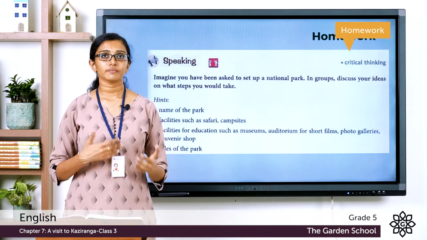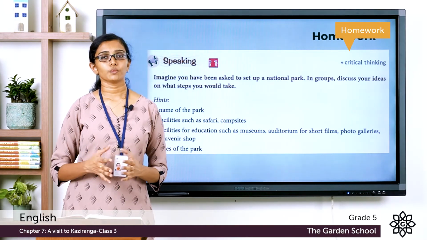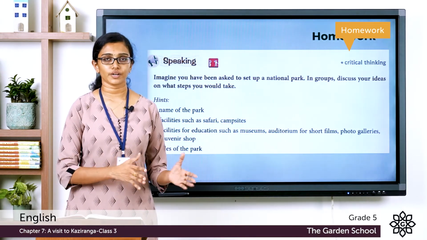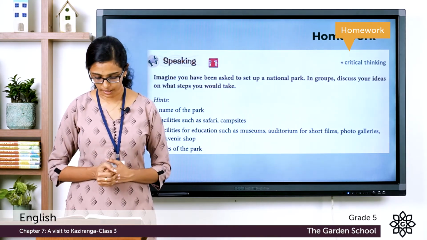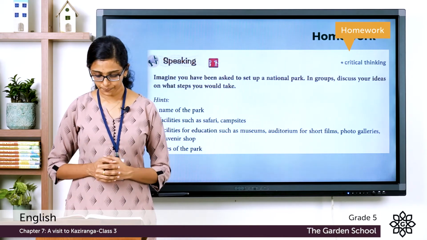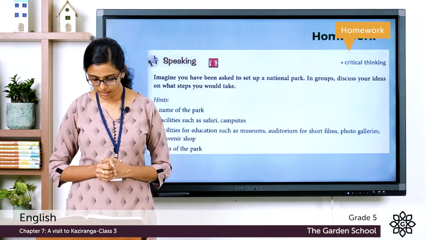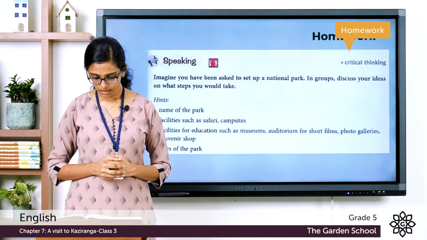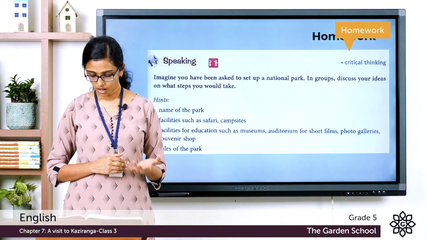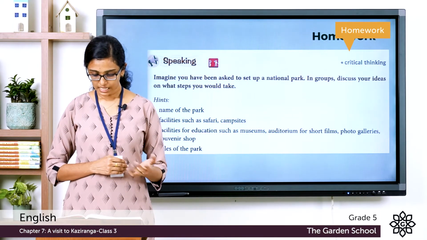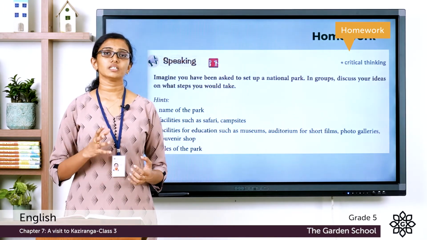And here you are asked to imagine that you are planning to set up a national park. And in groups, you can have a discussion with your friends or family and you have to discuss what are the steps that you are going to take to set up the national park. You can use a few hints given here. Name of the park. You have to discuss what is the name that you are going to give the national park. Facilities such as safari, campsites, facilities for education such as museums, auditorium for short films, photo galleries, souvenir shop, rules of the park. You can use these hints and add to the discussion.